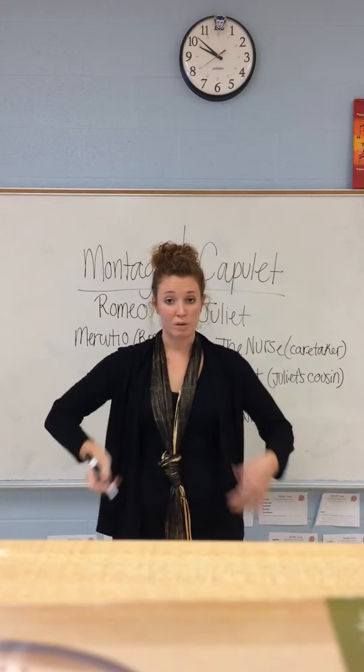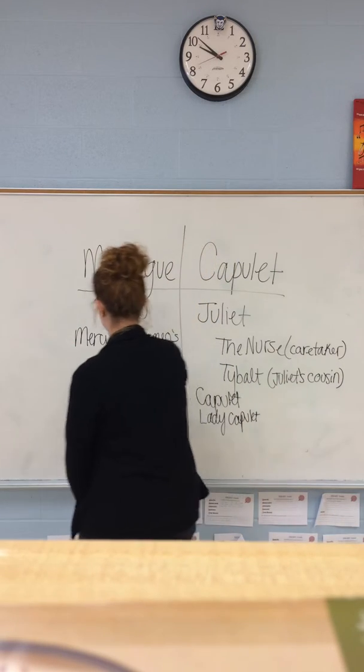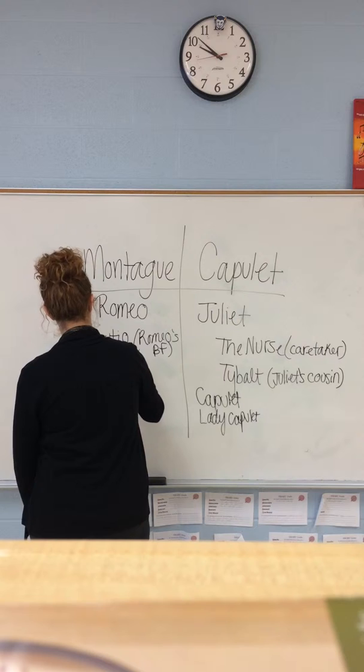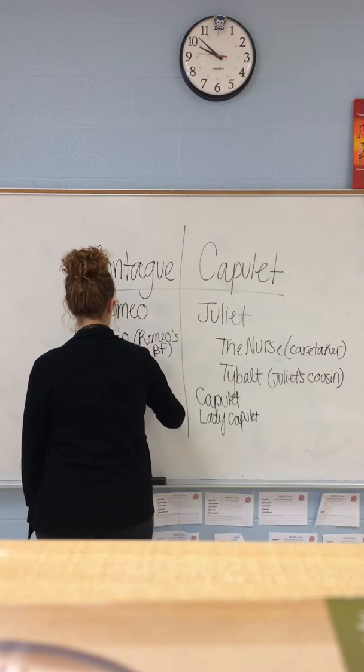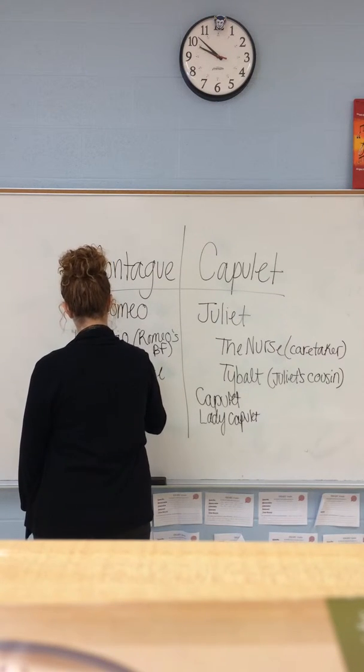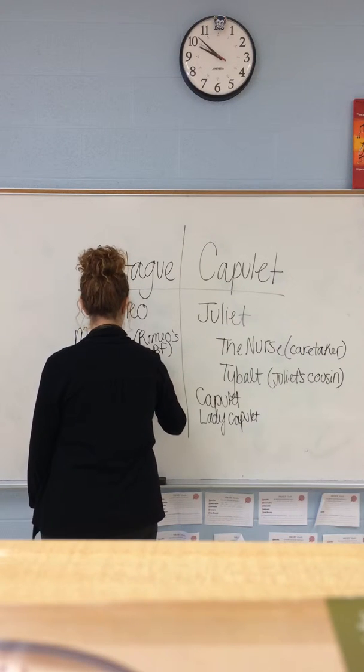Okay, then we have Montague, who belongs to the House of Montague. He's obviously the head of that house. And then we have Lady Montague, who is obviously Romeo's mom.